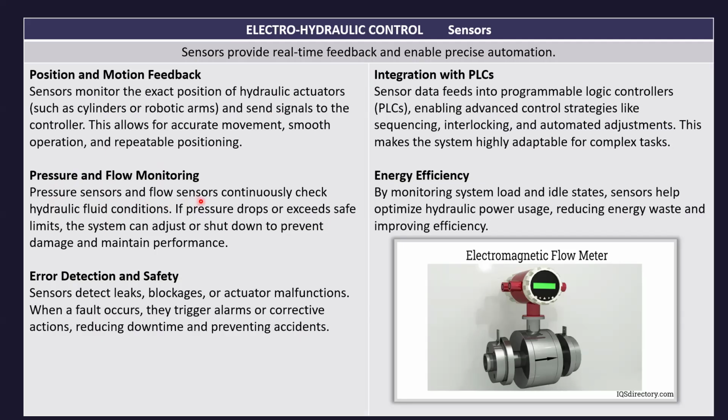Pressure sensors and flow sensors continuously check hydraulic fluid conditions. If pressure drops or exceeds safe limits, then the systems can adjust or shut down to prevent damage. One of the real-world applications would be the fire sprinkler systems. You can see them all over the place. How they work, they do have pressure sensors in the main distribution panel for a sprinkler system. This course is not about that, but I'm going to give you a real-life application. So there are wet and there are dry systems.